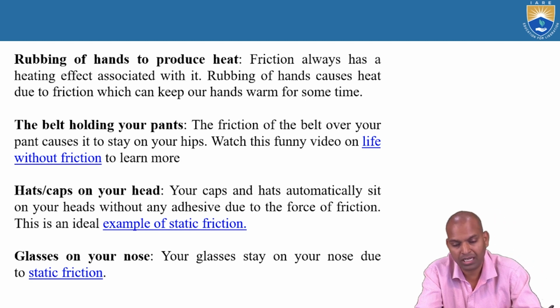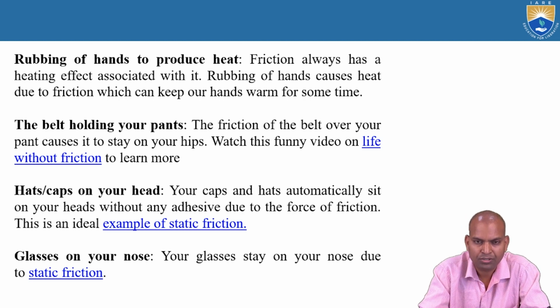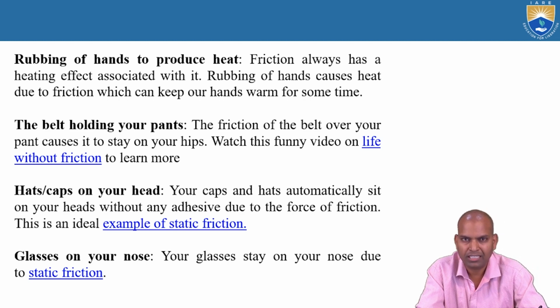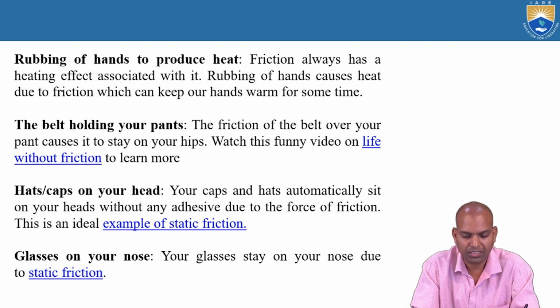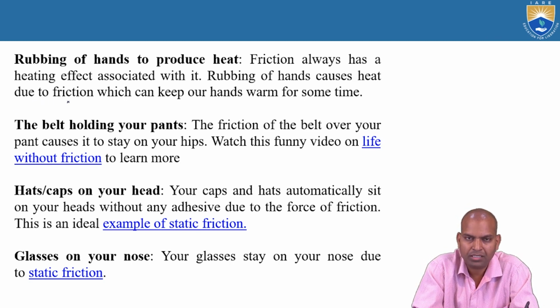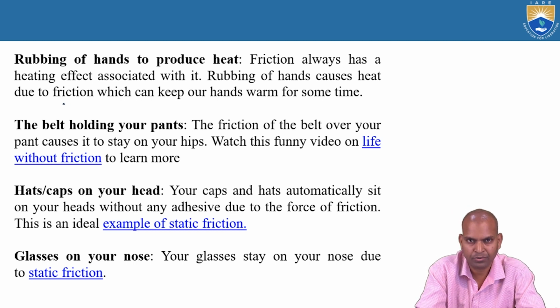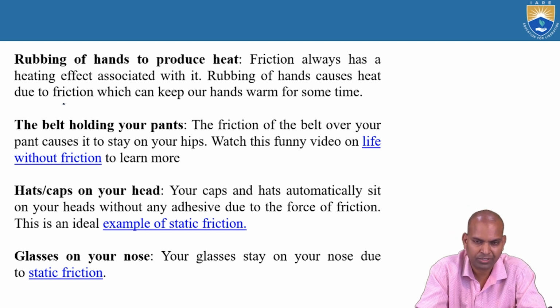The next example is rubbing hands. If you rub two hands, it generates heat instantly. That is also due to friction. Friction always has an effect of heat associated with it. So rubbing of the hands causes heat due to friction, which can keep our hands warm in winter. Of course, more heat will generate in summer if you rub more, and you feel uncomfortable in comparison to rubbing hands in winter.